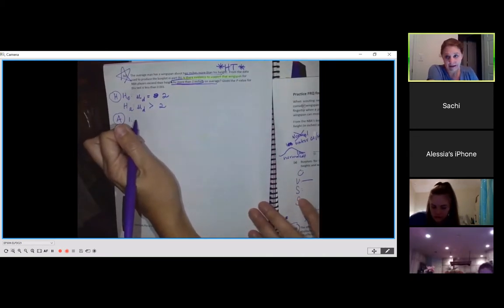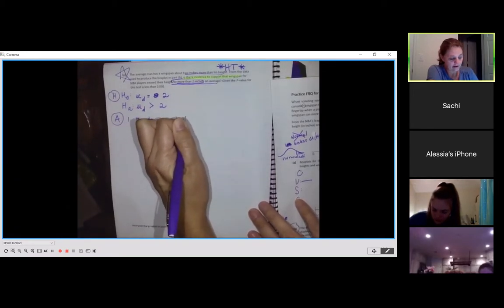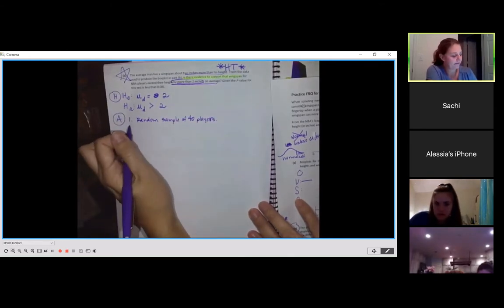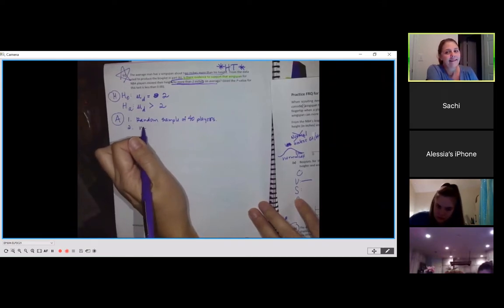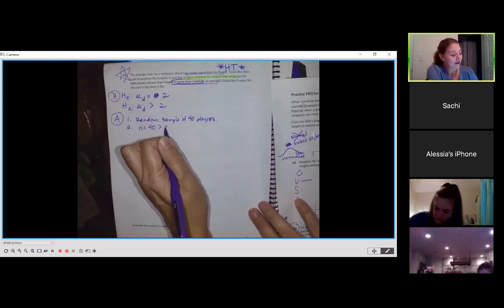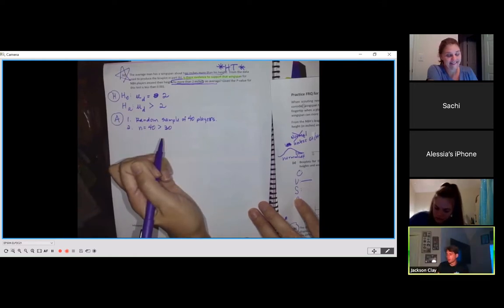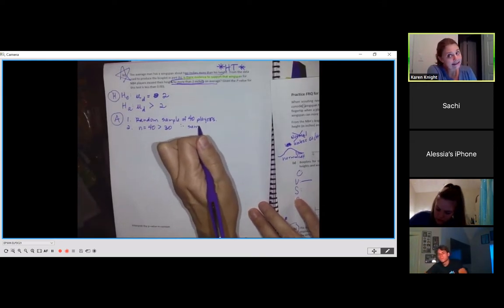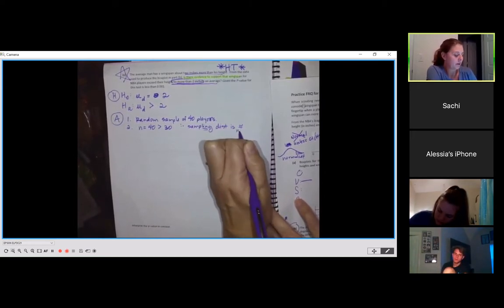Okay, so randomness. Do we have a random selection? Yep, you were told a random sample of 40 players. Okay, that was given. Another one: n, which is 40, needed to be greater than 30. Why? To meet the normal conditions. So that tells you, therefore, your sampling distribution, you need that phrase, is approximately normal.